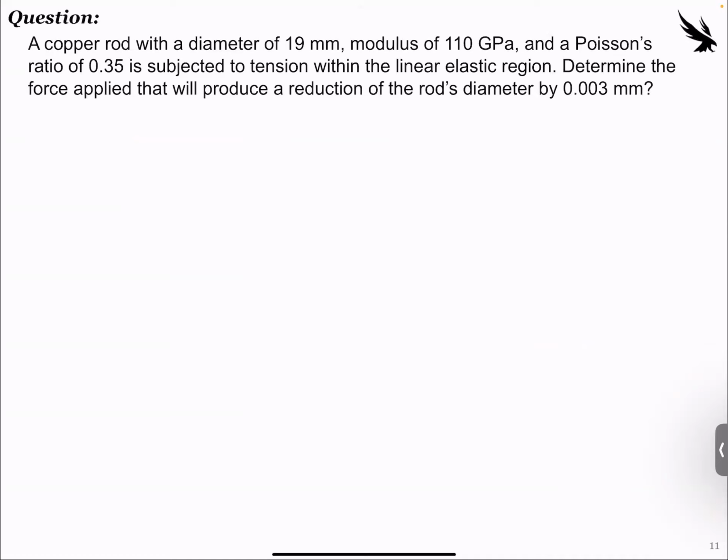All right, another one here. This time we're told it's a copper rod with a diameter of 19 millimeters, modulus of 110 gigapascals, and a Poisson's ratio of 0.35. It's subjected to tension within the linear elastic region, so we're already given that, which is kind of nice. We're asked to determine the force applied that will produce a reduction of the rod's diameter by 0.003 millimeters.